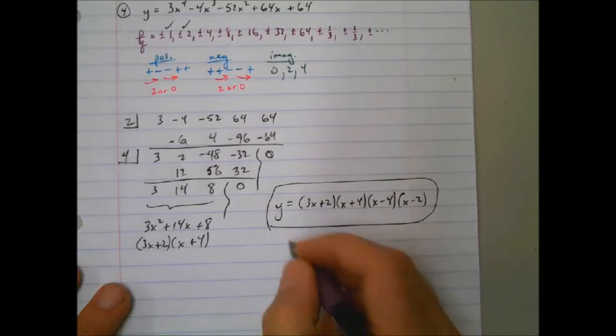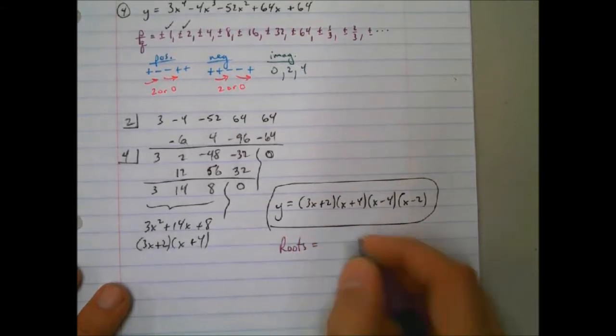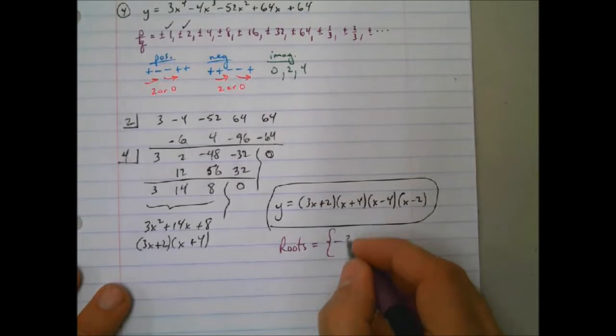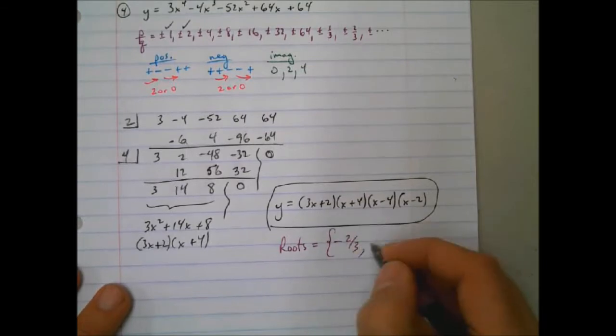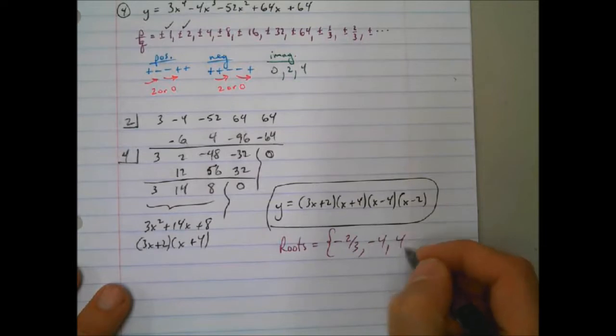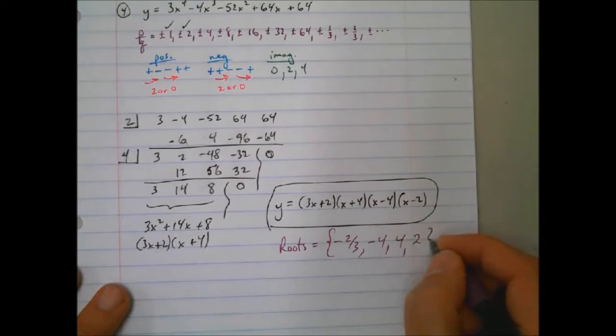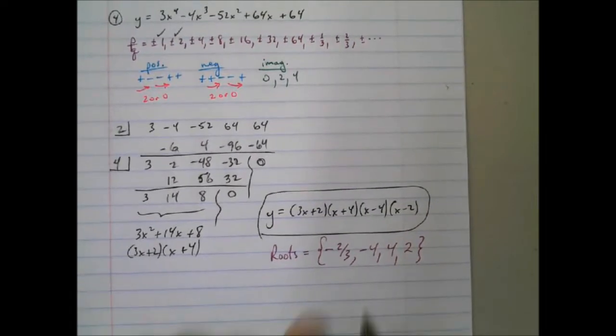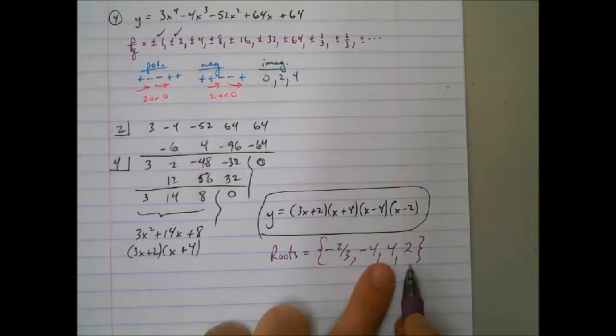The roots, well, the 3x plus 2, that would give me negative 2/3. And then negative 4 and positive 4. You could put plus and minus 4 since they're both multiplicity 1. And also positive 2. So total of 4 roots. We're supposed to have a total of 4 roots. By the way, just incidentally, notice we have 2 negative roots and 2 positive roots, much as we predicted.